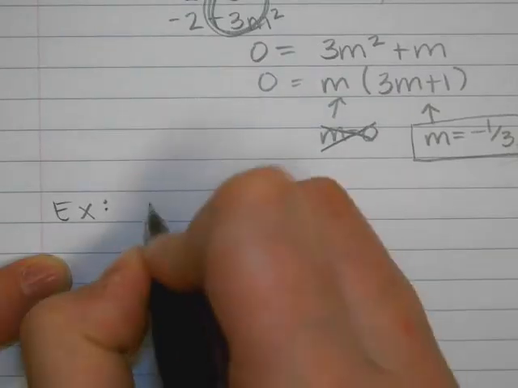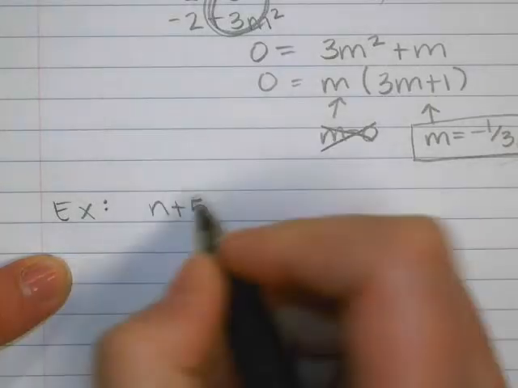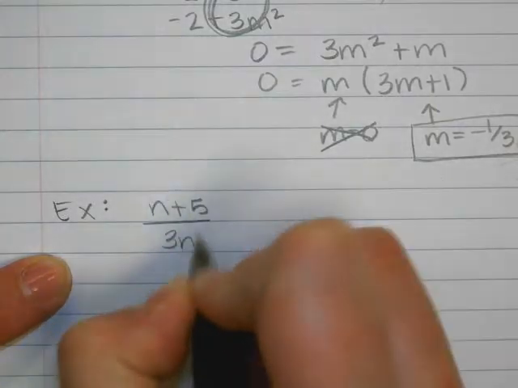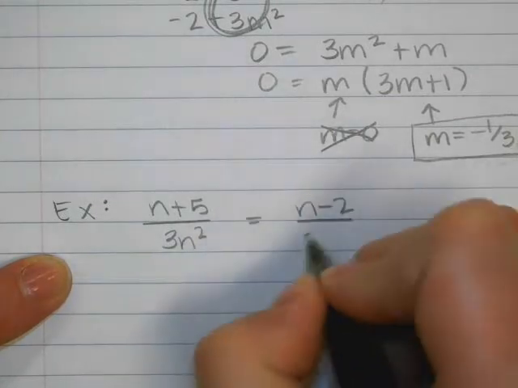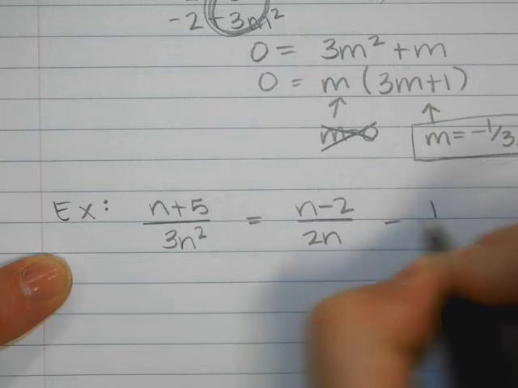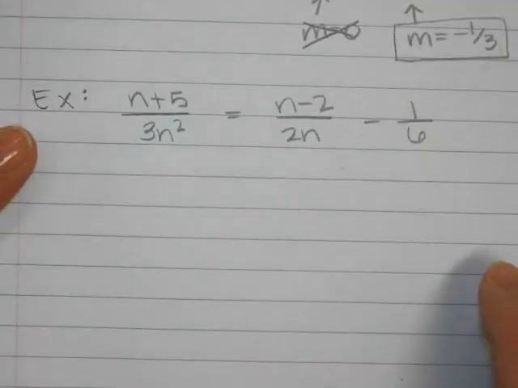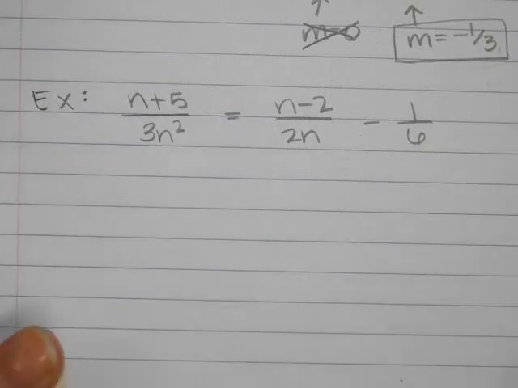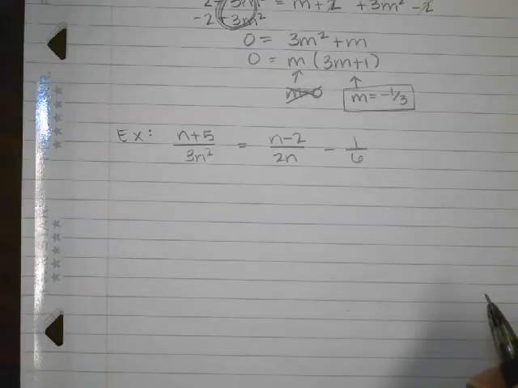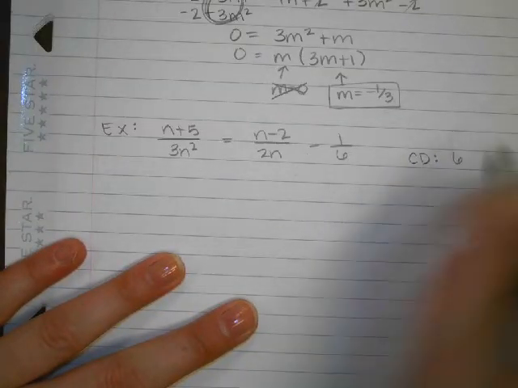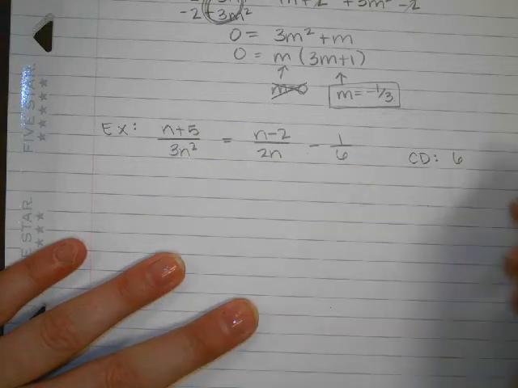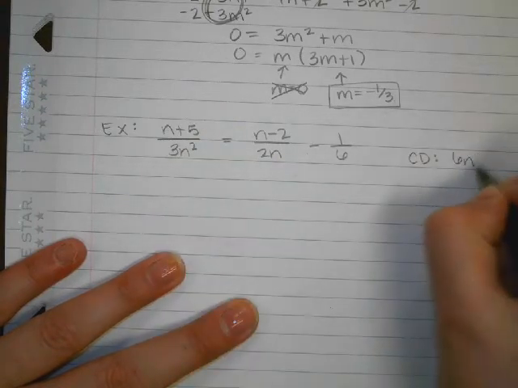All right, so for this one we have n plus 5 over 3n squared equals n minus 2 over 2n minus 1 over 6. And so if I look at this particular problem, I can see that my common denominator, again, needs to have a 6. That's not going to be every time, but because we have a 3 and a 2 and a 6. And then we need an n squared.